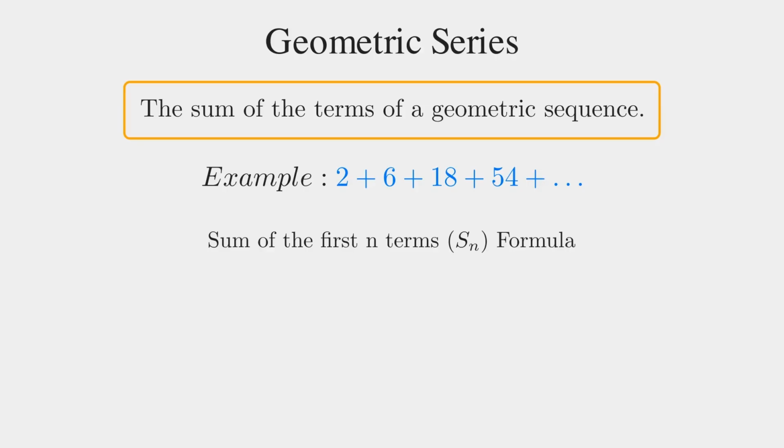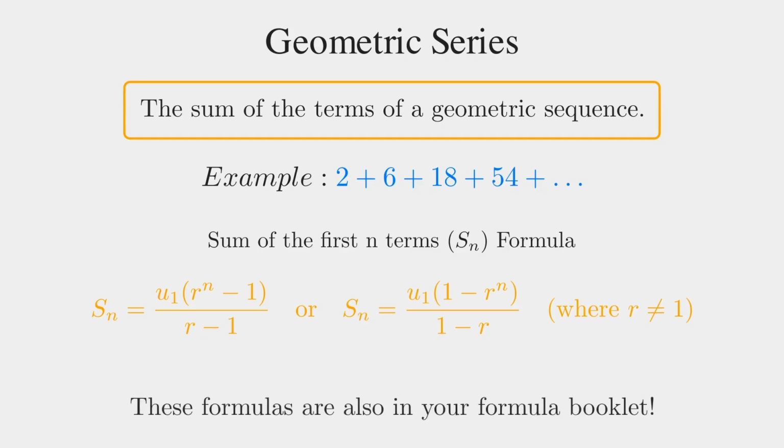We have two equivalent formulas. We have S_n = u_1 × (r^n − 1)/(r − 1), or we can say S_n = u_1 × (1 − r^n)/(1 − r). Both work, just pick the one that feels more natural for your common ratio r. And yes, they are both in your formula booklet.